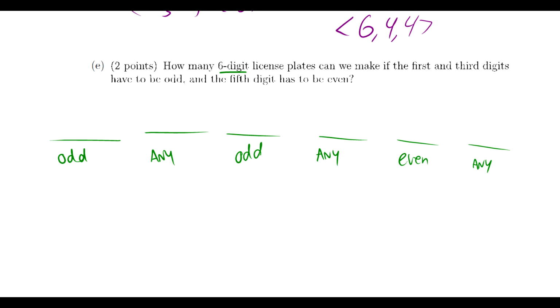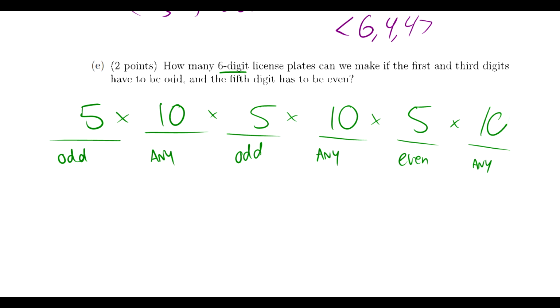Well, how many odd numbers are there? There's 1, 3, 5, 7, and 9, so that's 5. 0, 1, 2, 3, 4, 5, 6, 7, 8, 9, so there's 10 choices there. Odd we know is 5, any is going to be 10 choices. For even, we have 2, 4, 6, 8, and 0, so that's 5 options. And for any, we have 10 options. So this is the same thing as saying 5 cubed times 10 cubed.